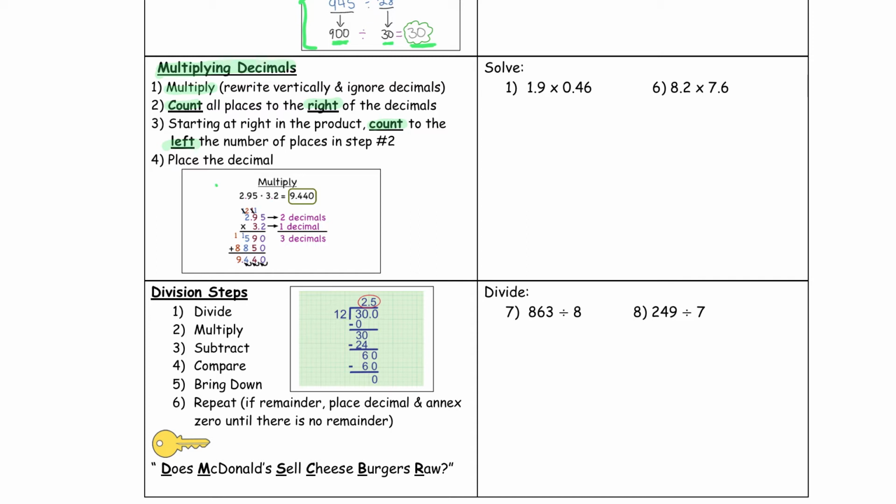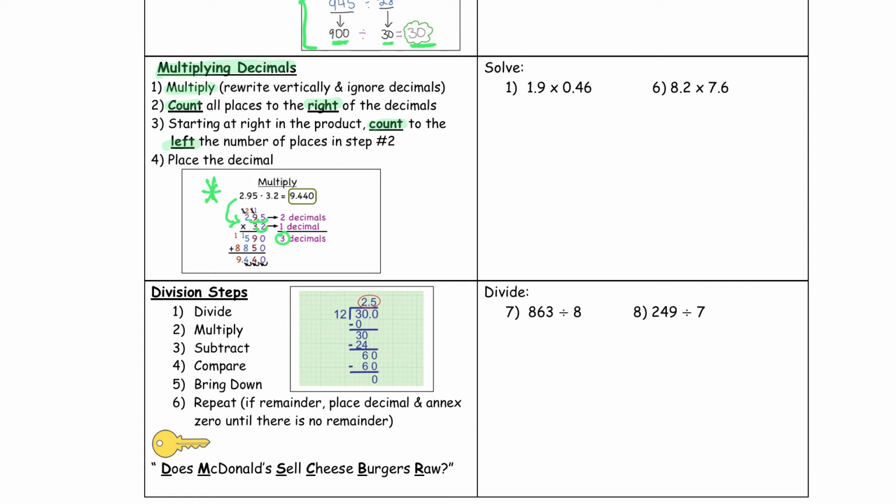So if you notice in the example that we're giving here, it has the first problem written out, 2.95 times 3.2. And the first thing they do is rewrite the problem this way, going vertically up and down. We have 2 decimals here, 1, 2. Notice they have 2 decimals here and a decimal here. So we have 3 places total in the decimals.